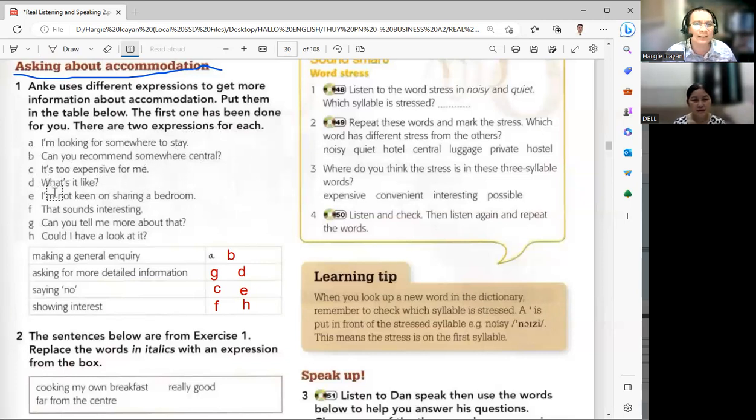What's it like? I'm not keen on sharing a bedroom. That sounds interesting. Can you tell me more about that? Could I have a look at it?